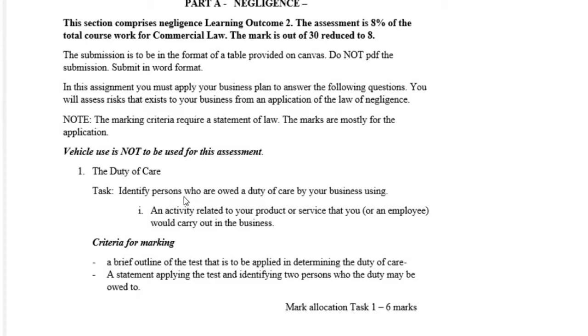What you're doing here is identifying persons who are owed a duty of care by your business using an activity related to your product or service that you or an employee would carry out in the business. Now, what you're required to do here is outline the test to be applied in the duty of care, and it's the same in all these 4 steps. So you need to find that test off the notes. The tests are straightforward, but set them out as well as your facts. And the core part of this is to apply it and identify persons. So here you're identifying 2 persons who the duty may be owed to.